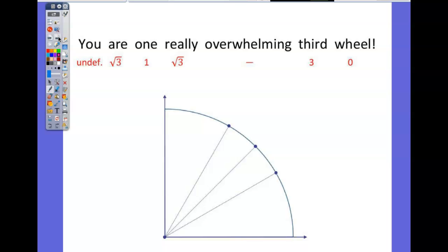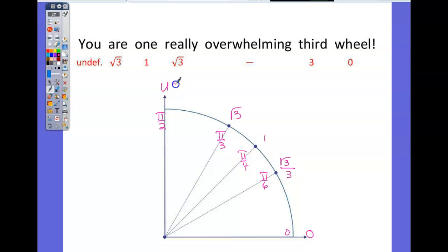You ready? All right. U is going to stand for undefined. So at pi over 2, it's undefined. U, R. R says you have to have a radical, and we're going to put the 3 in there. U, R. 1. Really, that again is the radical. Overwhelming third wheel.